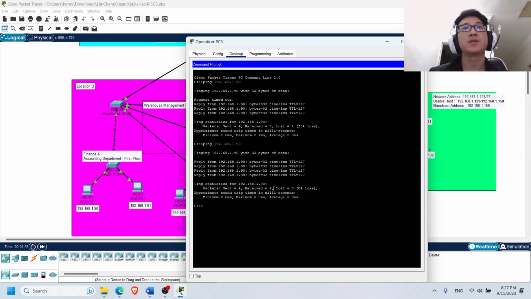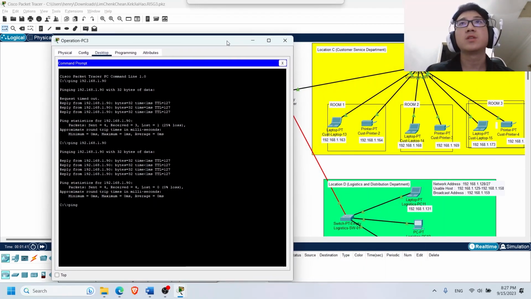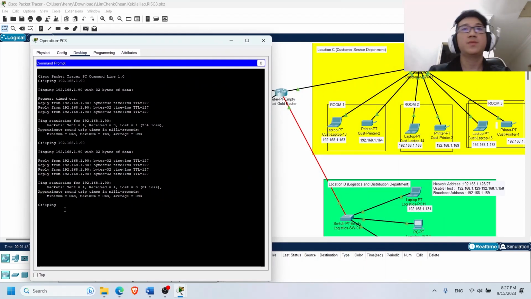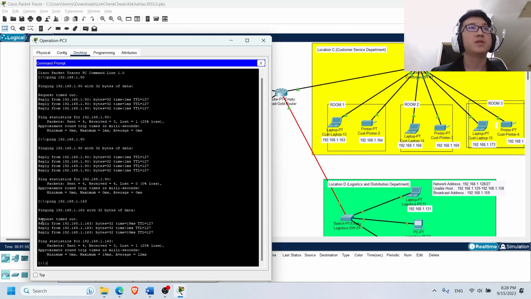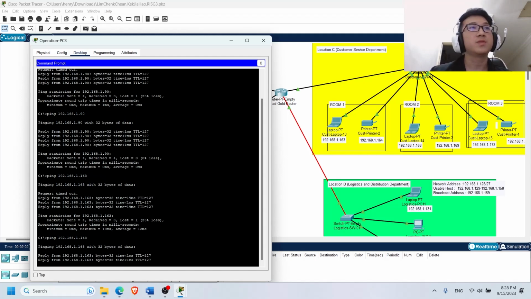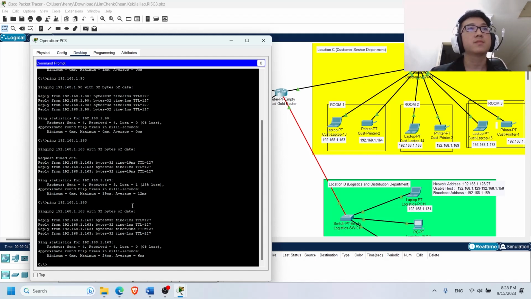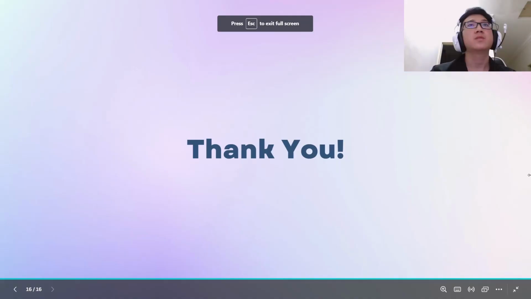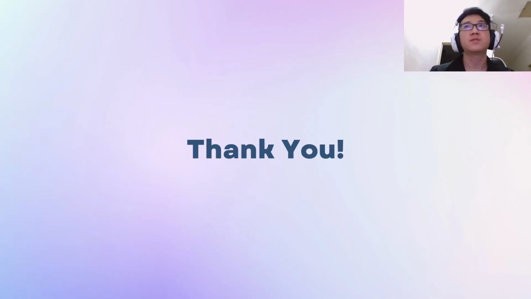That should be complete. And now we ping the second one for location C. It's also the same for the first one, request timeout, and we ping it again. Should be alright. Yeah, so that's all for us. Thank you.